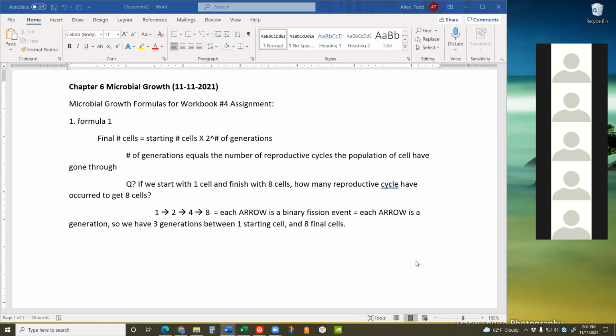All right, so once you get used to that kind of logic, things go more smoothly, okay? So that's the first formula. Here's the next formula.